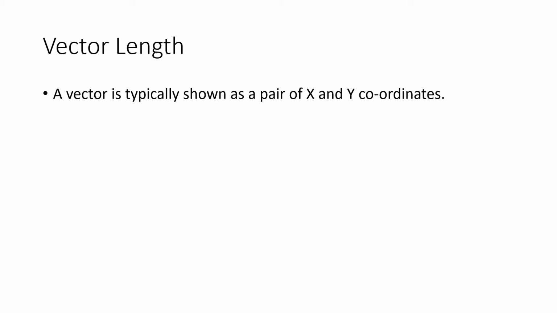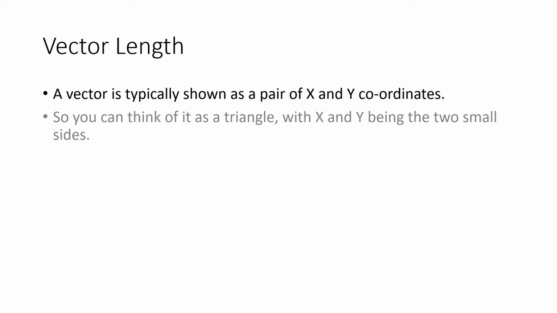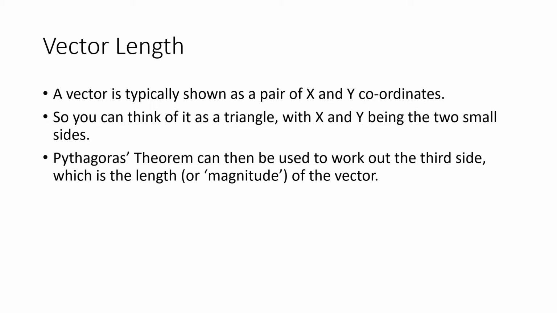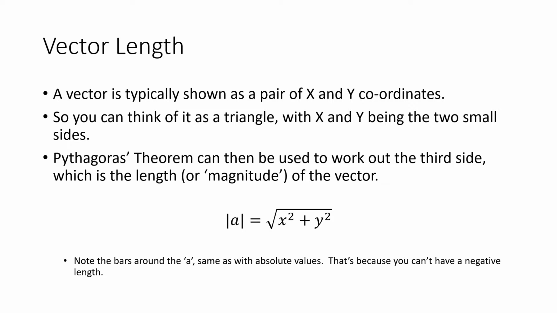You can get the length of a vector. A vector is typically shown as a pair of x and y coordinates on a Cartesian plane. So you can think of a vector as being a triangle, with x and y being the two small sides, so you can use Pythagoras' theorem to work out the third side, which is the length or magnitude of the vector. Again, magnitude uses bars on either side of the thing.